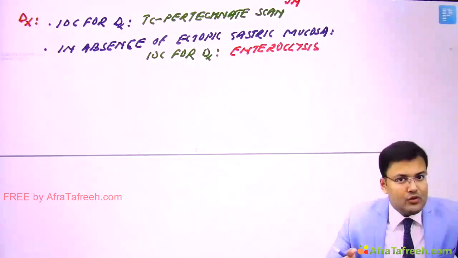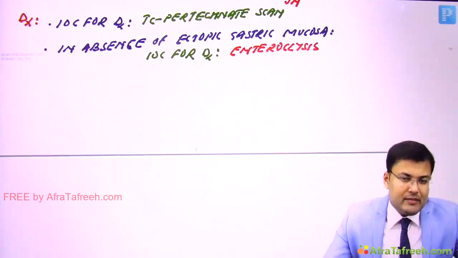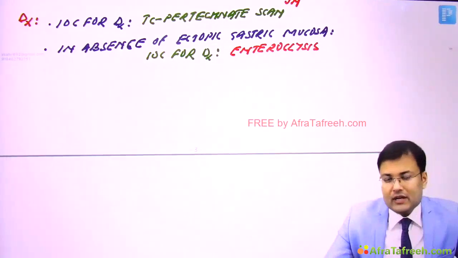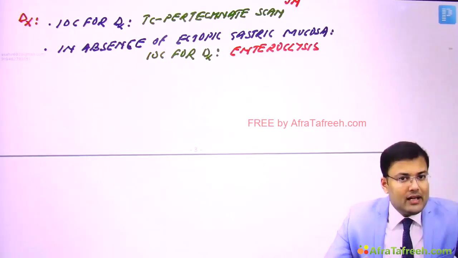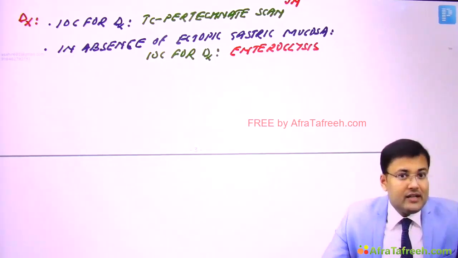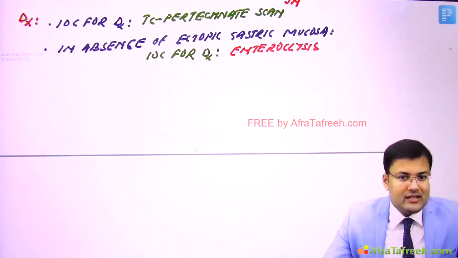Okay, so you have to read the question carefully. Sometimes examiners are going to create a trap. They ask you, in absence of ectopic gastric mucosa, what is the investigation of choice for diagnosis of Meckel's diverticulum? And the first option, generally they give technetium pertechnetate scan, and the fourth option is enteroclysis. So the correct answer is enteroclysis.